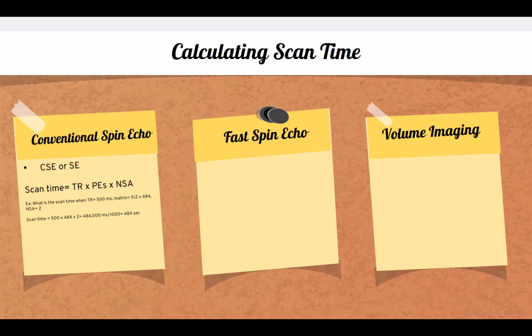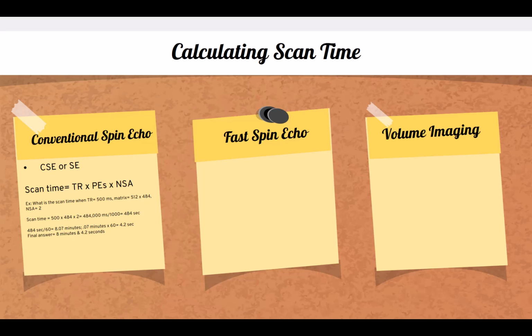You divide that by 1,000 to get it into seconds, which equals 484. Then you have to convert it from seconds to minutes by dividing it by 60. That equals 8.07 minutes. And anything past the decimal has to be converted back into seconds. So 0.07 is then multiplied by 60 seconds to equal 4.2 seconds. So the final answer is 8 minutes and 4.2 seconds.